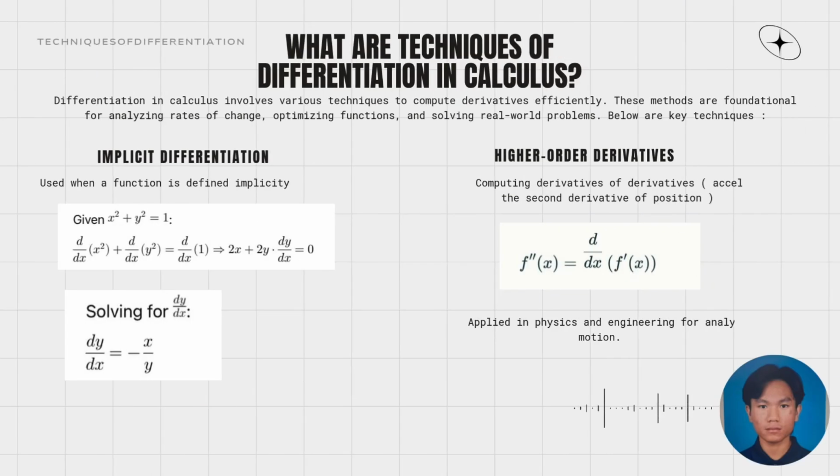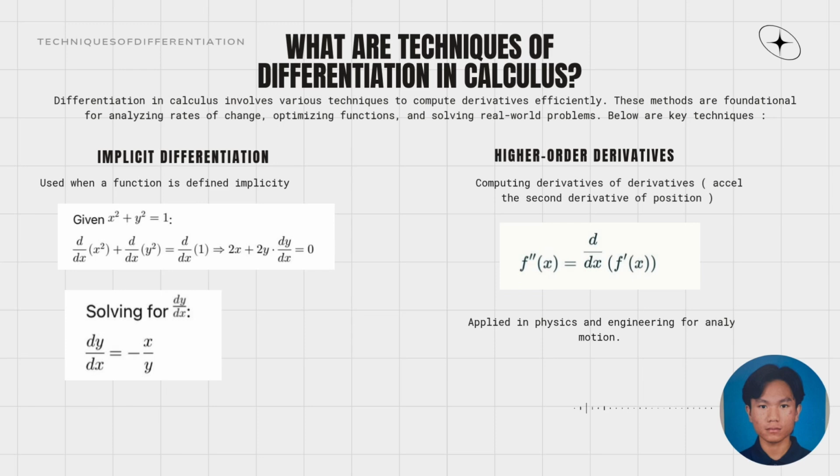So here, there are two more different techniques for differentiation. Implicit differentiation. Implicit differentiation is used when a function is defined implicitly, given x squared plus y squared is equal to 1. Differentiating both sides, it becomes 2x plus 2y multiplied by dy over dx is equal to 0. And solving for dy over dx, dy over dx is equal to negative x over y.